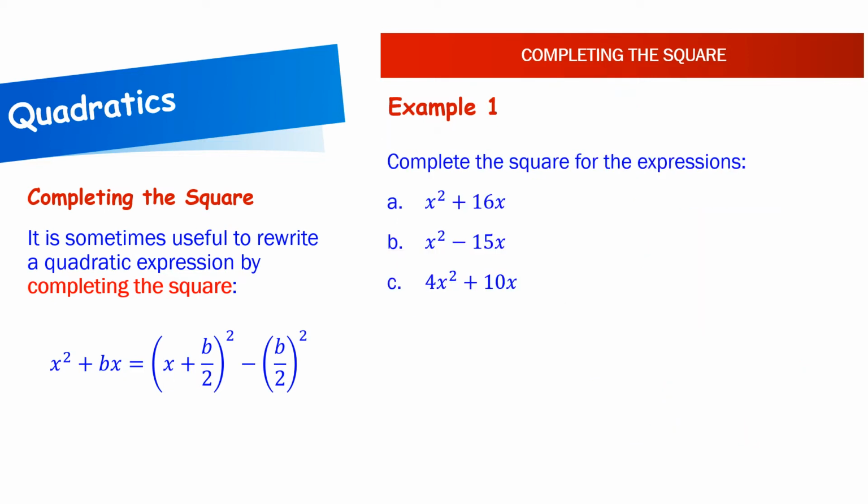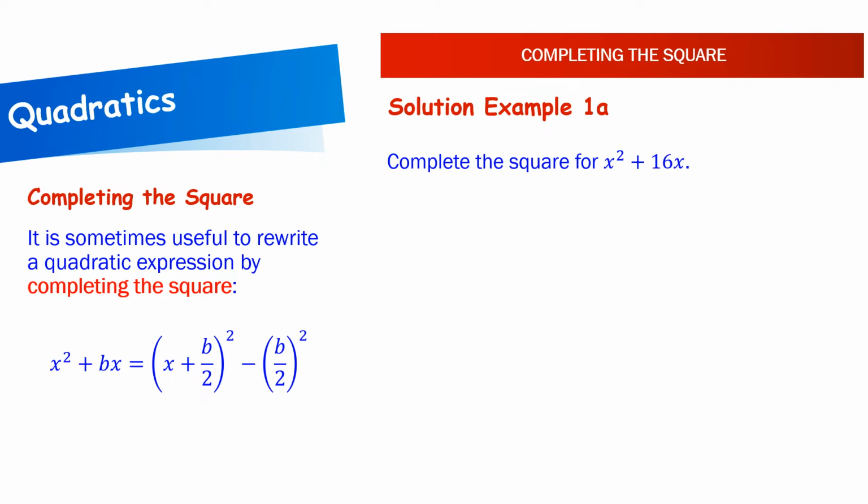Now pause the video and have a go at the example on your screen. Press play when you're ready to view the solutions. So let's have a look at the solution to example 1a. We're required to complete the square for x squared plus 16x. How do we plug this into our formula? We begin by plugging in b equals 16 in our formula as shown. And we're left with x plus 8 all squared minus 64. And so we've completed the square.